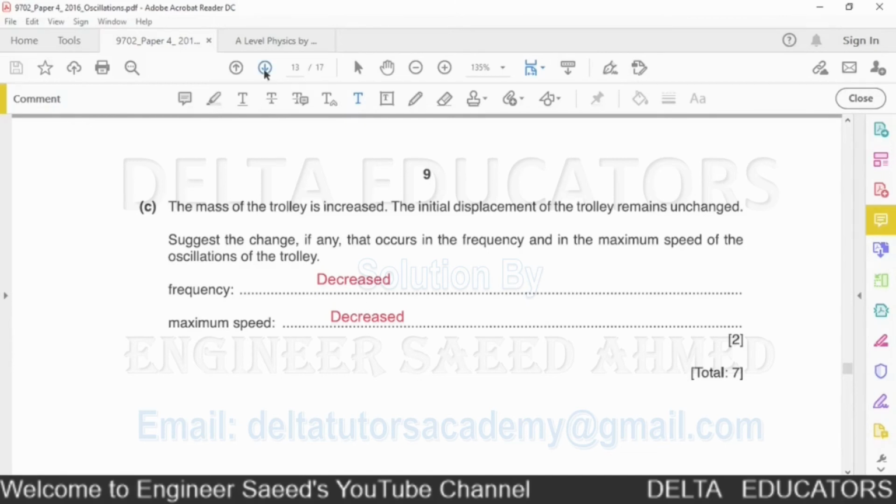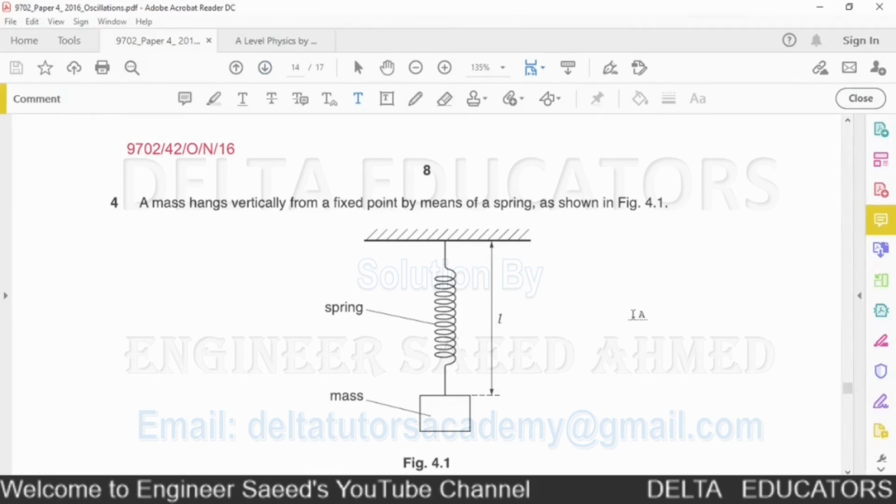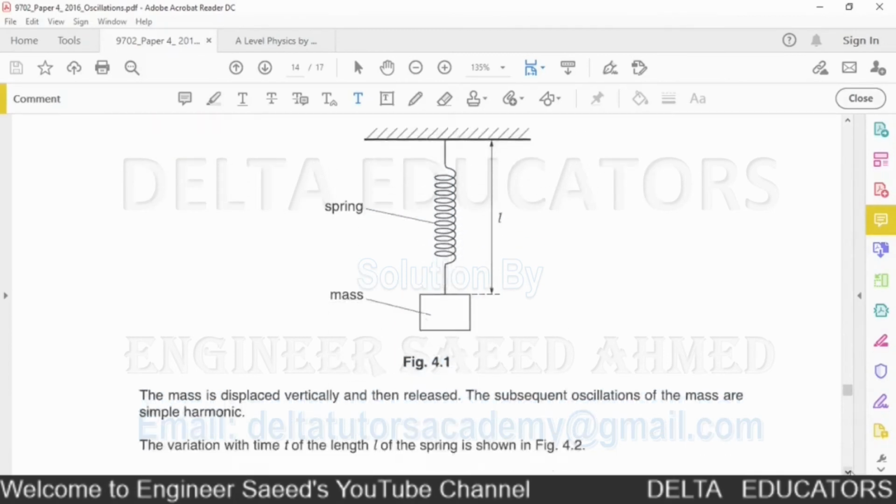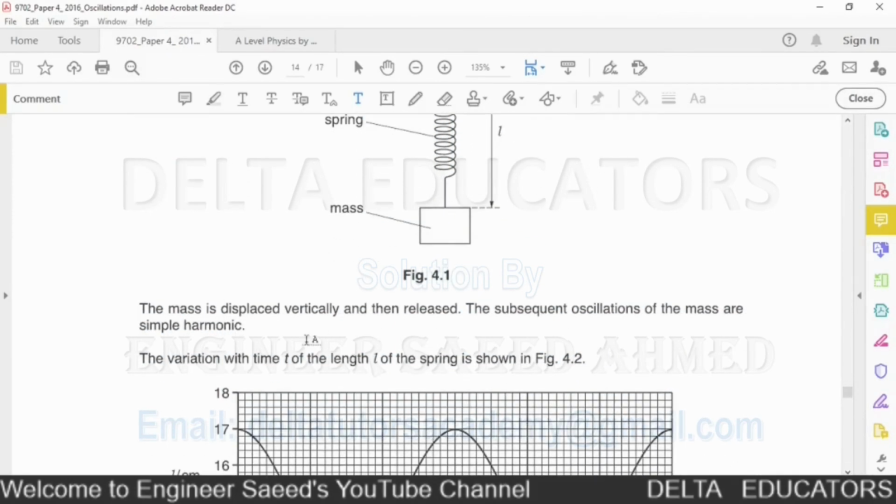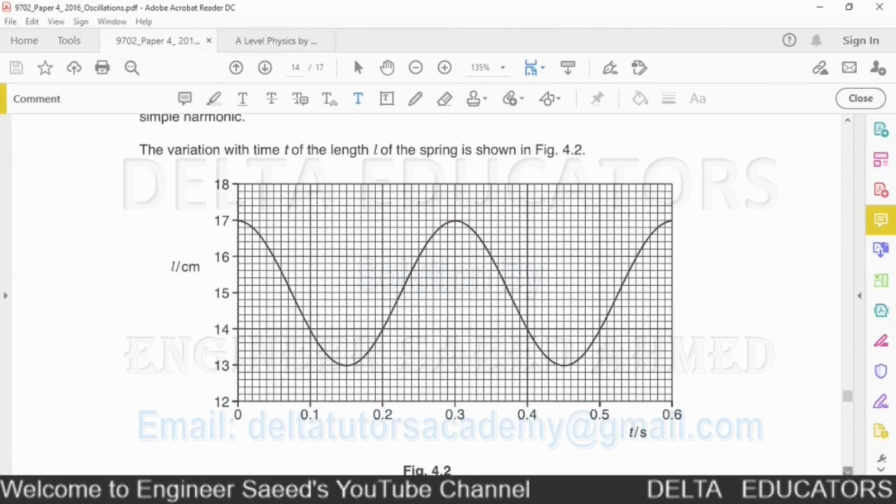Okay, move to the next question. The next question is from paper 4 variant 2 of October-November 16. It is question number 4 in the paper. A mass hangs vertically from a fixed point by means of a spring as shown in figure 4.1. The mass is displaced vertically and then released. The subsequent oscillations of the mass are simple harmonic. The variation with time t of the length L of the spring is shown in figure 4.2.